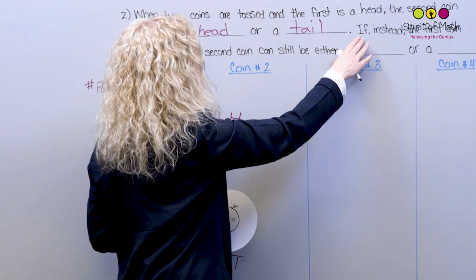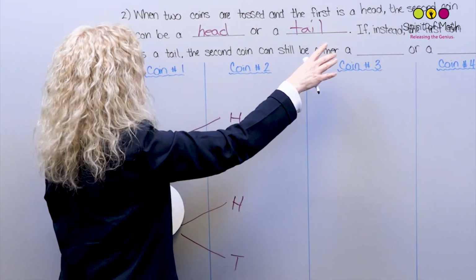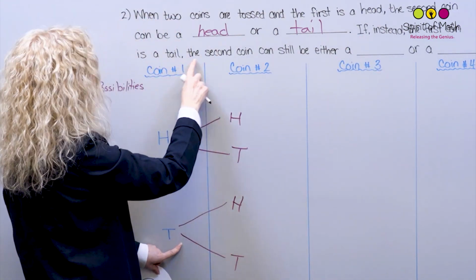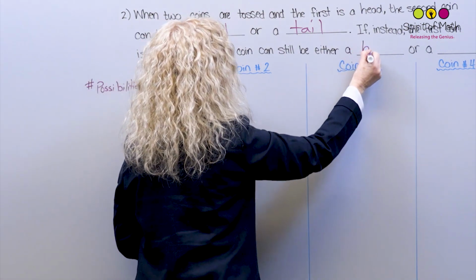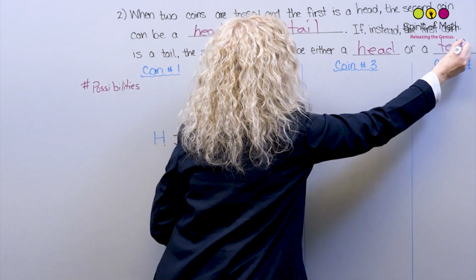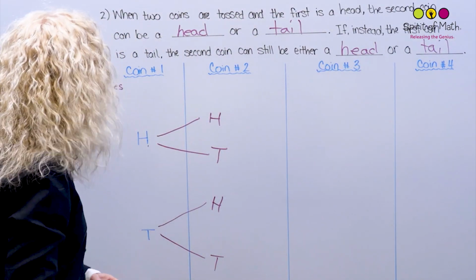So let's write this out then. The first landed as a head. If instead the first is a tail, the second coin can still be a head or a tail. Okay, as I've shown there. All right.